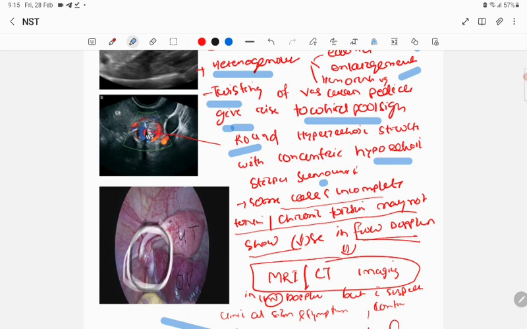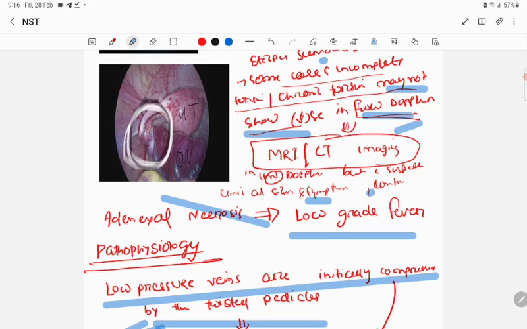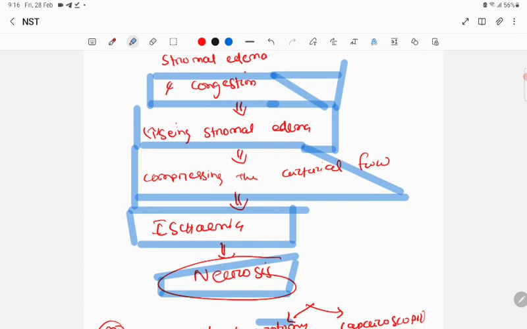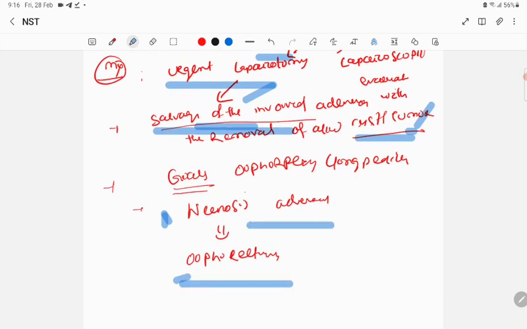In some cases you get incomplete torsion or chronic torsion, which may not have decreased color flow and will show normal flow. In those cases, if you suspect torsion clinically but the Doppler finding is normal, then you have to go for MRI and CT imaging. Adnexal necrosis, if there, causes low grade fever. For treatment, you go for laparoscopy based on the patient's stability. Based on the intraoperative finding, if it is a salvageable ovary, then you salvage that adnexa and only remove the cyst and tumor. If it is not salvageable, because it is already necrosed or gangrenous, then oophorectomy has to be done.